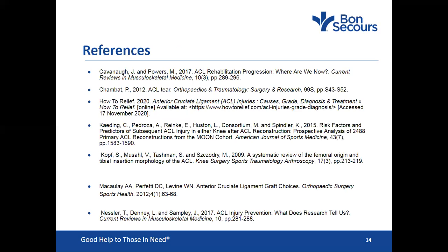If you have any questions about ACL injuries or think that you might have an athlete with an injury, please reach out to your athletic trainer. They can give you information and make a plan of care for your athlete.